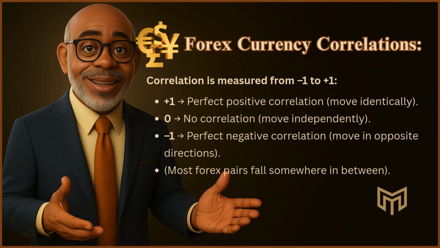Correlation is measured on a scale from -1 to +1. A value of +1 means a perfect positive correlation. The pairs move identically. 0 means no correlation at all. They move independently. And -1 is a perfect negative correlation, where the pairs move in exact opposite directions. In practice, most Forex pairs fall somewhere between these extremes.